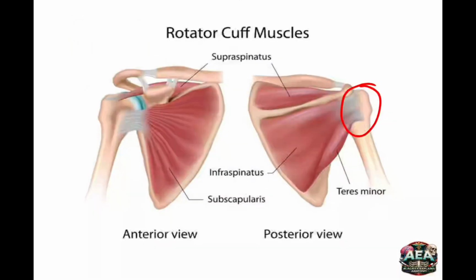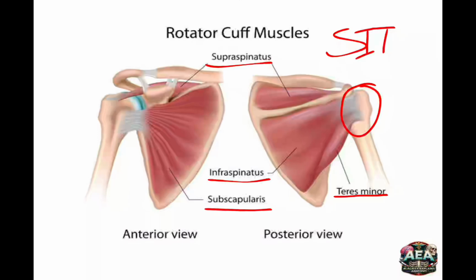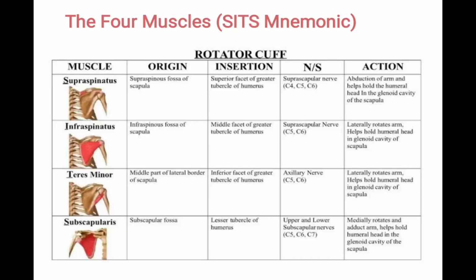So these are the rotator cuff muscles. We have the supraspinatus, the infraspinatus, subscapularis, and the teres minor. And the mnemonic is SITS. We have supraspinatus, infraspinatus, teres minor, and subscapularis muscle. So these are the four muscles, their origin, insertion, nerve supply, and the action.